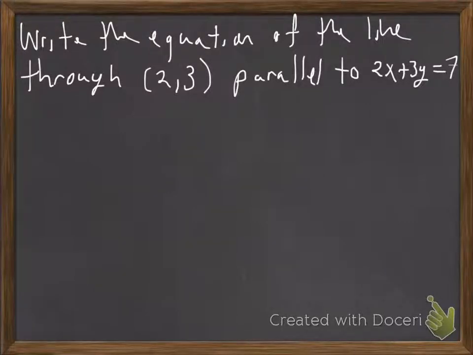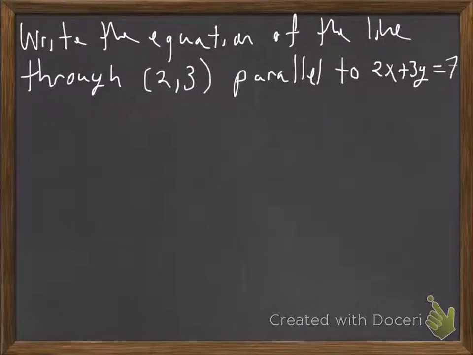Alright, in this video we're going to look at writing the equation of a line through a particular point that is parallel to another line, and then writing the equation of a line through a particular point that is perpendicular to a certain line. So in this case, we want to go through the point (2, 3), and then we need to be parallel to this line 2x + 3y = 7.